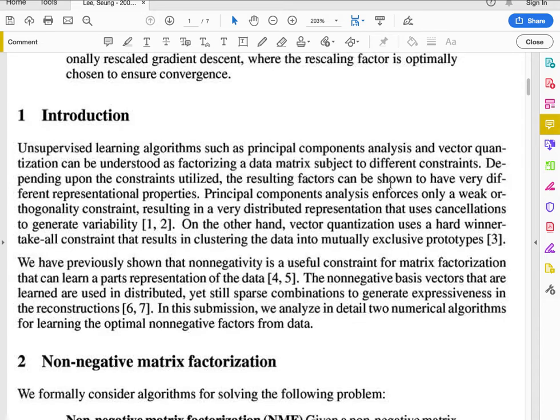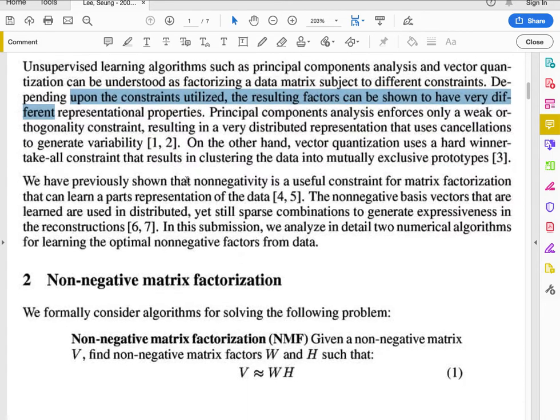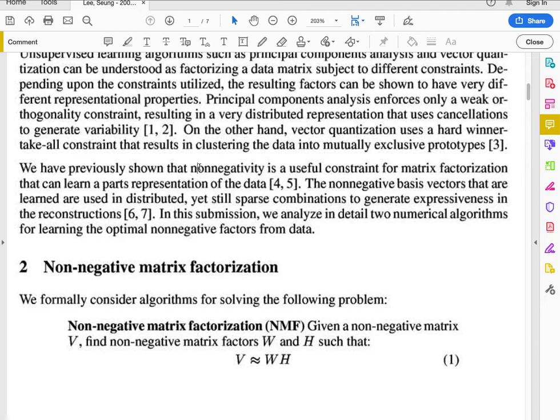Now, depending upon the constraints utilized, the resulting factors can be shown to have very different representational properties. Now they are comparing these different methods, PCA and so on. We have already done it in our previous class. We compared PCA with VQ, or vector quantization, and with NMF, right? So this is the same thing. We can skip this part.